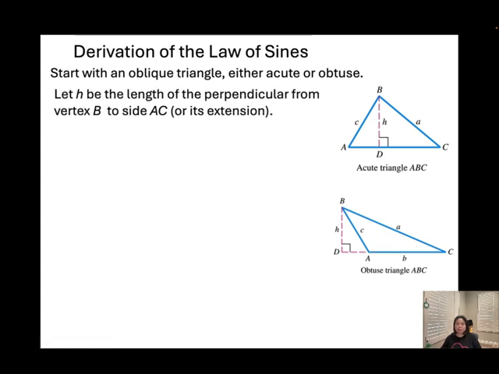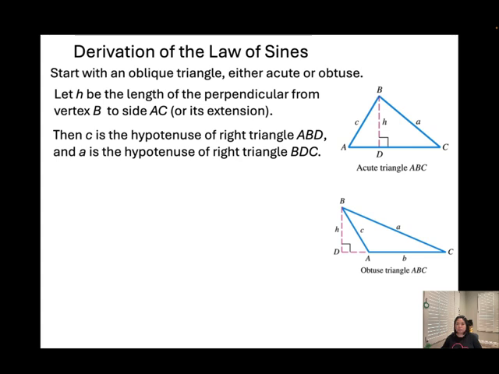Now, let h be the length of the perpendicular from vertex B to side AC. This is the height of the triangle. For the obtuse triangle, we put it outside here. h is the length of the perpendicular from vertex B to AC, and I'm going to extend the line for AC here. So this is the height of the triangle.